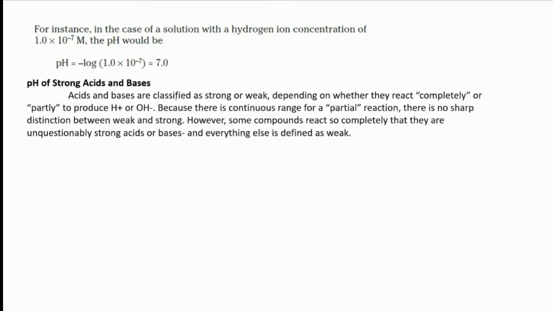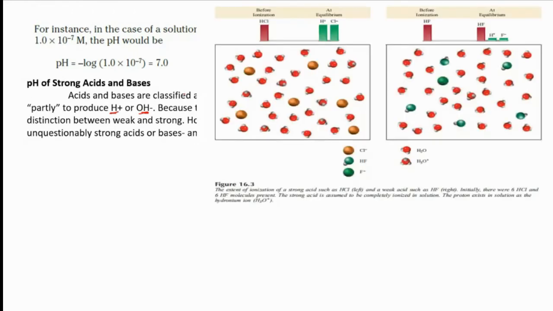So, for acids and bases, meron tayong tinatawag strength of acids and bases. So, they are classified as strong or weak depending on whether they react completely or partly to produce H plus or OH minus. So, because there is a continuous range for partial reaction, there is no sharp distinction between the weak and the strong. However, some compounds react so completely that they are unquestionably strong acids or bases, and everything else is defined as weak.